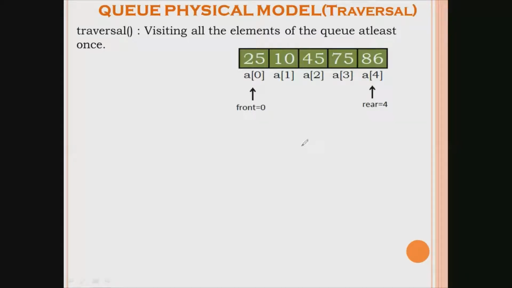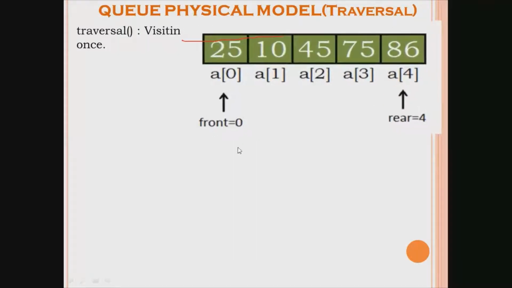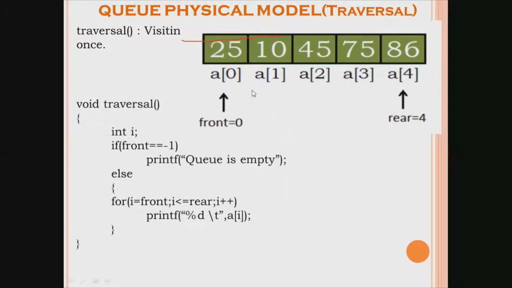Till now, we have discussed NQ and DQ operations. Now, let us see the traversal operation. Traversal is nothing but visiting all the elements of the queue at least once. That is nothing but displaying the elements of the queue from the beginning of the queue to the end of the queue. That is from the front of the queue to the rear end of the queue. We need to display the elements of the queue.